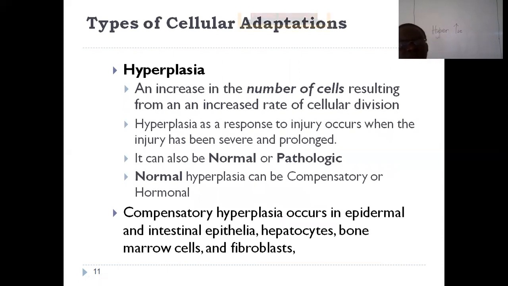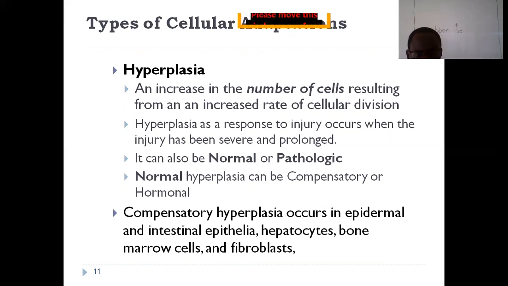Now, other types of cellular adaptations, we have things like hyperplasia. Remember, we said with hyper, it basically means increase. So with hyperplasia, we are talking about the number of cells resulting from an increased rate of cellular division. You know that cells divide by the process of mitosis. So if there is an increased number of cells resulting from increased rate of cellular division, we refer to that as hyperplasia.